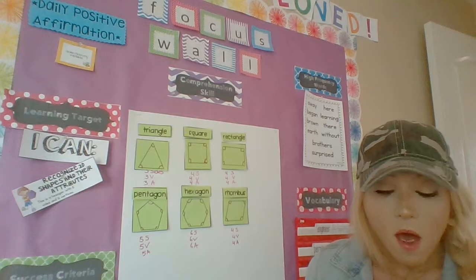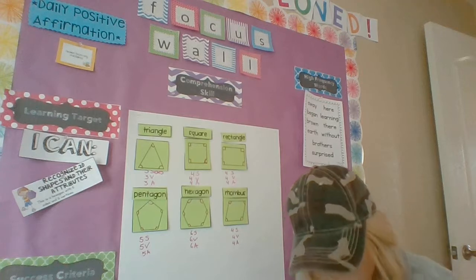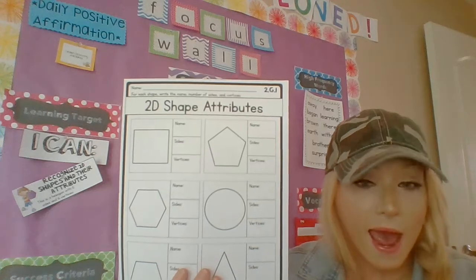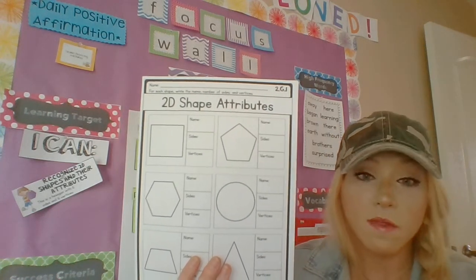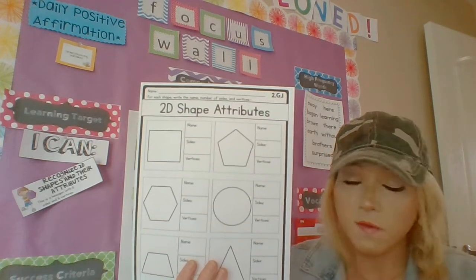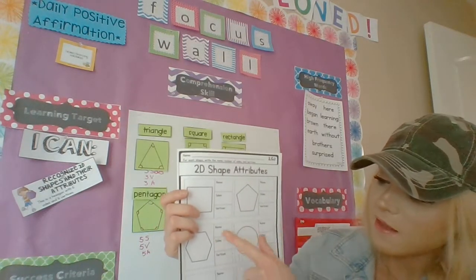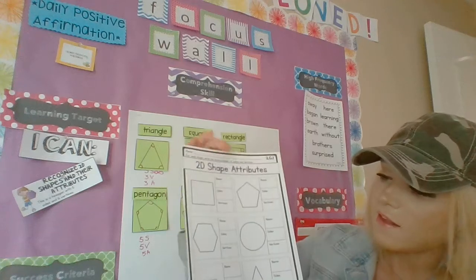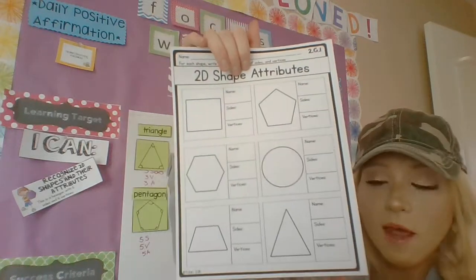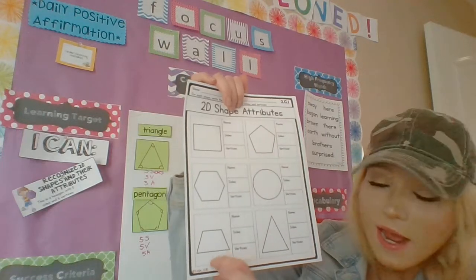So now, by yourself in the Monday folder, there should be a paper that looks like this. At the top it says 2D shape attributes. And we learned that attributes are the specific parts of a shape: sides, vertices, angles. So what you're going to do is write the name of the shape at the top. And then it wants you to count the sides and vertices. It's not even having you count the angles, but if you want to, you can count the angles and write it at the bottom.